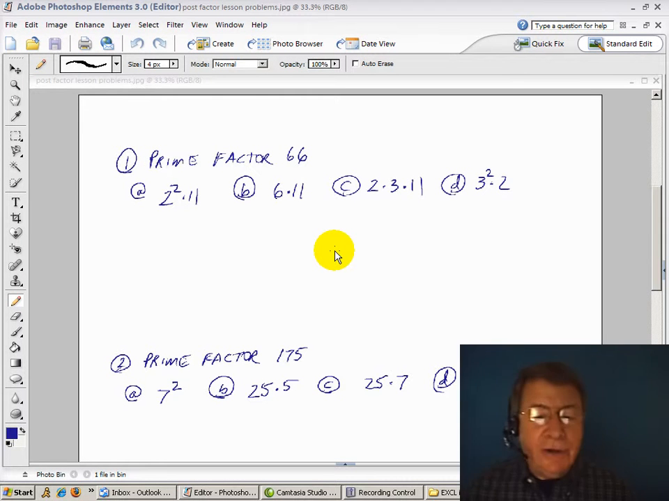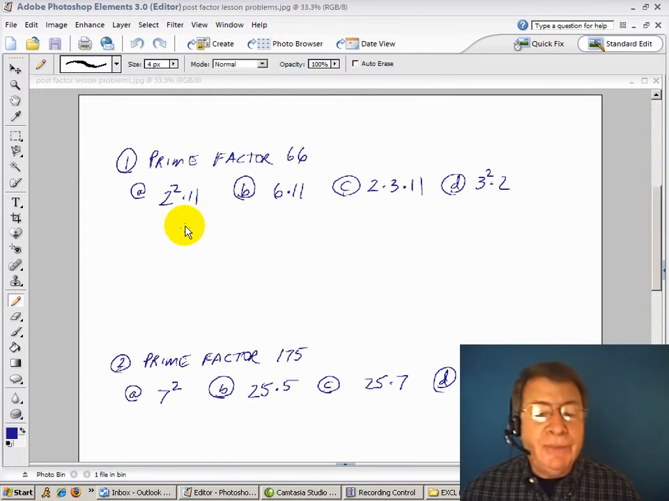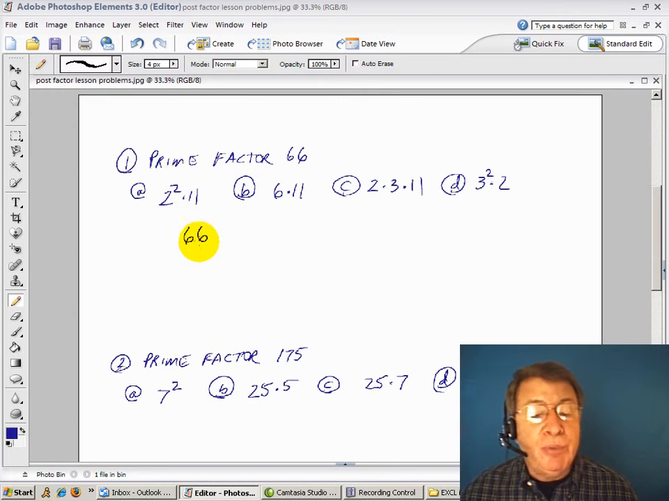Let's see how well you did on our two prime factor problems. The first one is to prime factor 66. So we'll go ahead and make our prime factor bush. Now there's two ways we could do it.